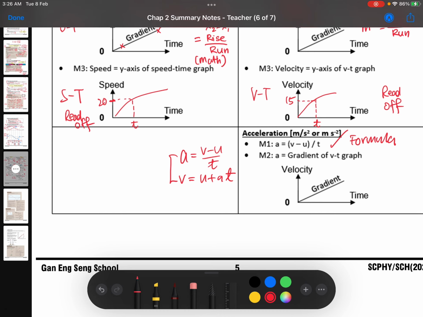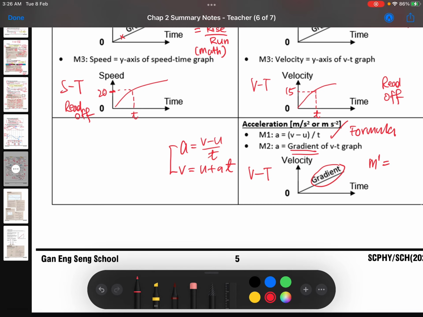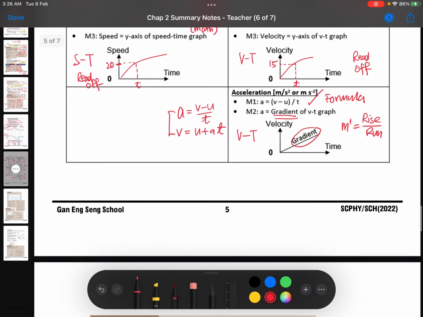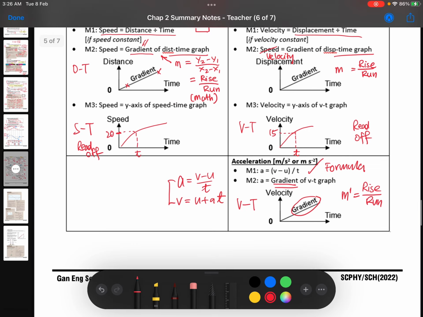Now, method 2 is, if you have a velocity time graph, what you can do is to calculate the gradient. And the gradient, once again, this is m prime, to differentiate from the earlier one. The m prime will therefore be rise over run. So this is the formula.